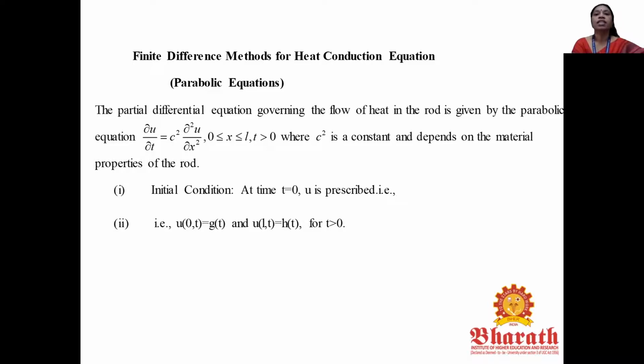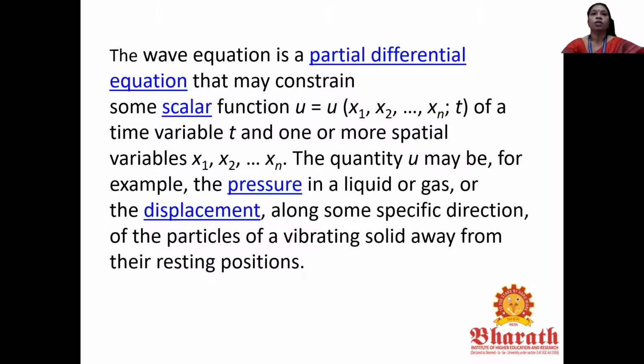The initial condition is at time t equal to 0, u is prescribed. That is, u(0, t) = g(t) and u(L, t) = h(t) for t greater than 0.